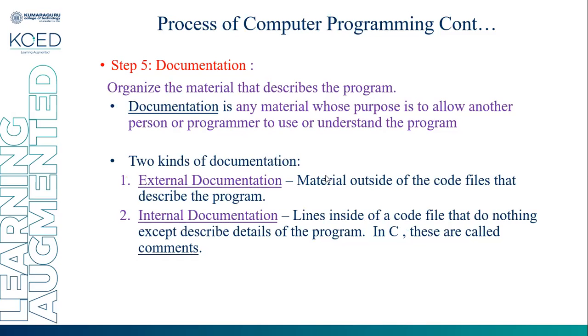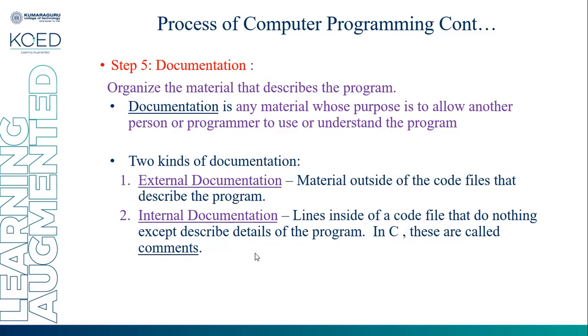External documentation means material outside the code files that describes the program. For example, you open Word and type something. That is known as external documentation. The second is internal documentation. Internal documentation is within the code only. These are lines inside the code file that do nothing except describe the details of the program. Documentation lines will not get executed. They only give a description of the code. That is known as internal documentation. In C programming, these are called comments.